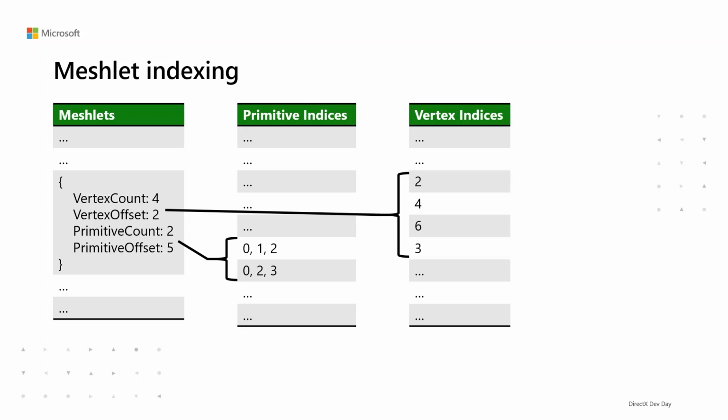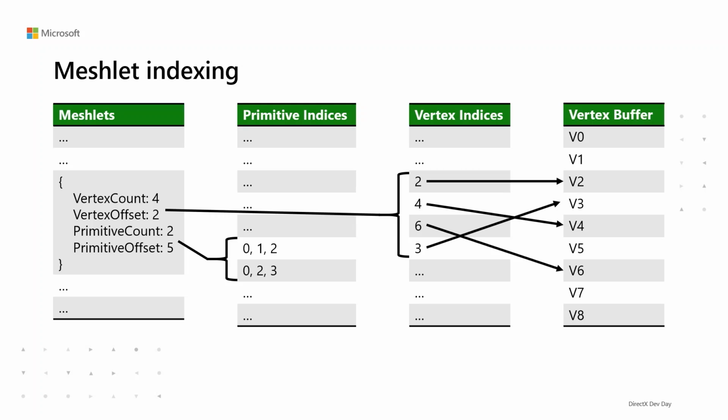So we can also just go straight from that vertex count and vertex offset to the vertex indices and get just 4 of them. And then finally we have our vertex buffer, which is the same thing we would have used if we were drawing with a conventional vertex pipeline, not using mesh shader at all. And those vertex indices just point to where to go and find the actual position, normal, texture coordinate data for that vertex.